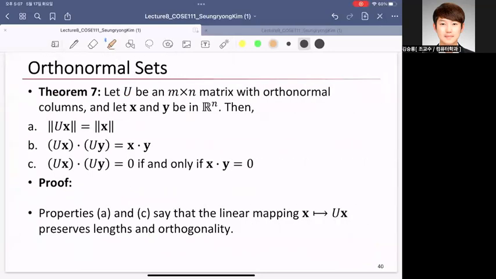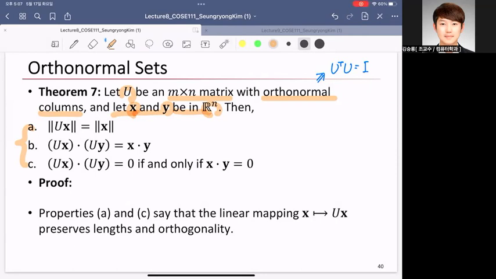And one more theorem: let matrix U be an m by n matrix with orthonormal columns. So from the previous theorem, U transpose U is equal to the identity matrix. And let x and y be in R^n space. Then 3 properties should be satisfied.